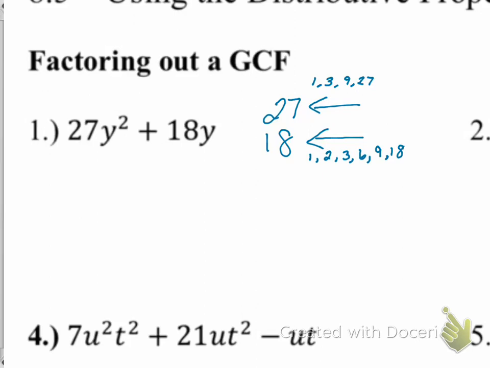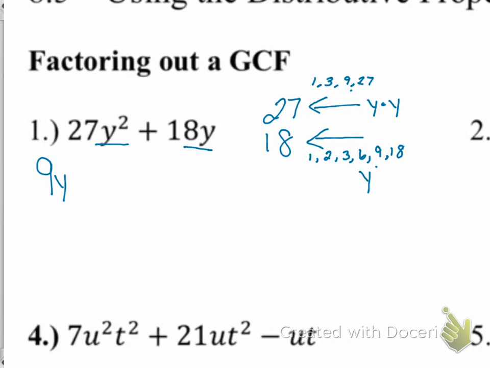So now we're going to look at which ones they share. What's the highest number that they share? It's 9. Okay, so my GCF for numbers is just 9. But then they also share variables. If I were to expand that, there are 2 y's with the 27, and there's 1 y with the 18. Well, they share at least 1 y. So I could also say that a y is a GCF. So 9y together is the GCF of this binomial.